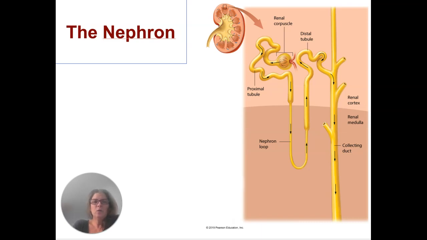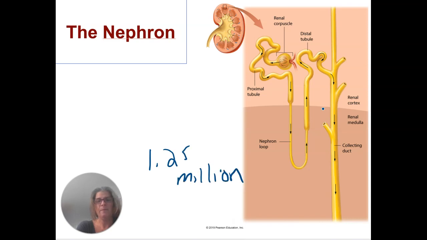Hi, in this lecture, we are going to look at the anatomy of a nephron. So the nephron is the basic functional unit for the kidneys. In fact, each kidney has about 1.25 million nephrons, which is quite a bit of nephrons. And the nephron's job is basically to filter the blood and form the urine.